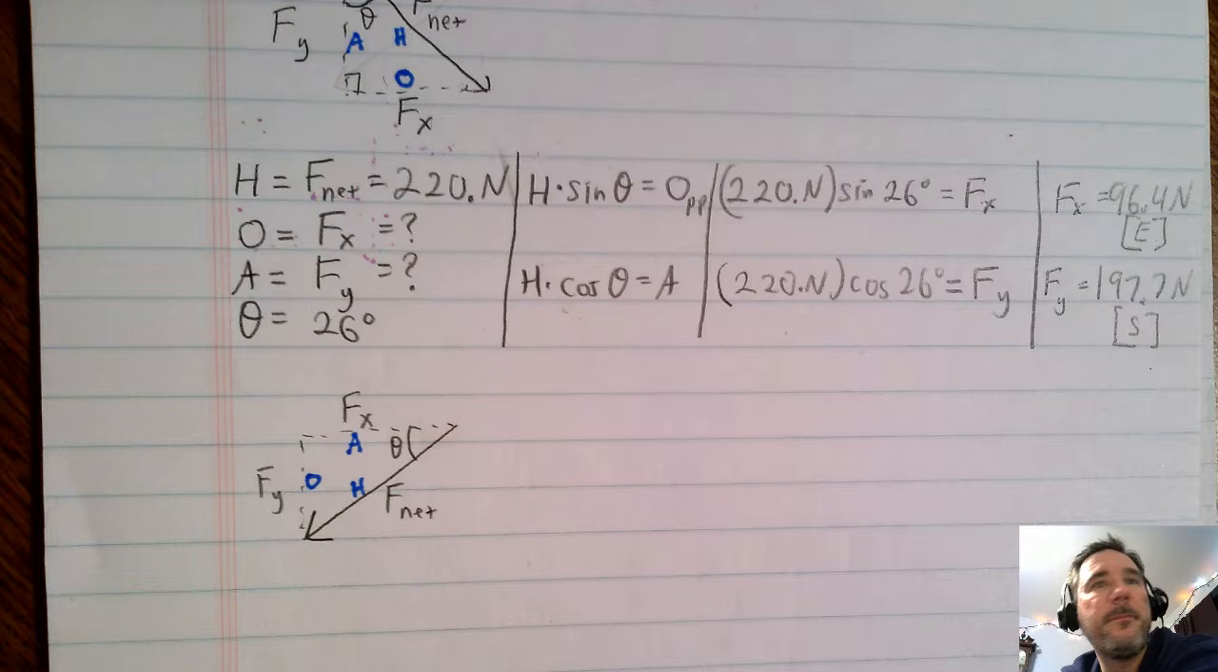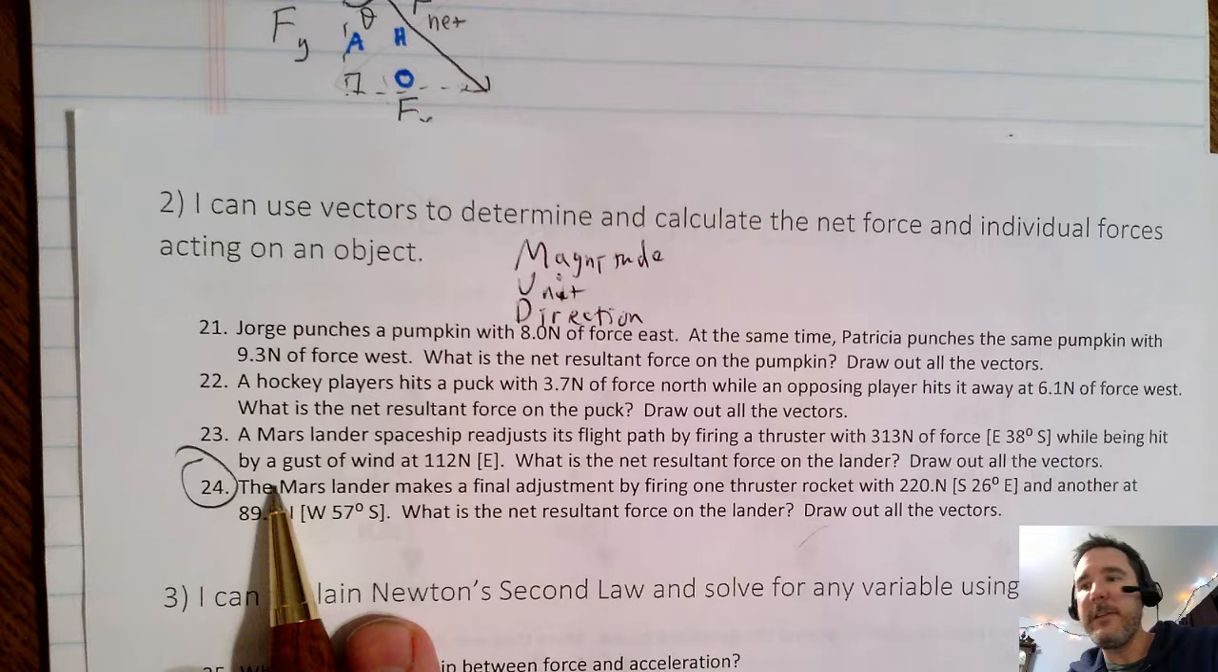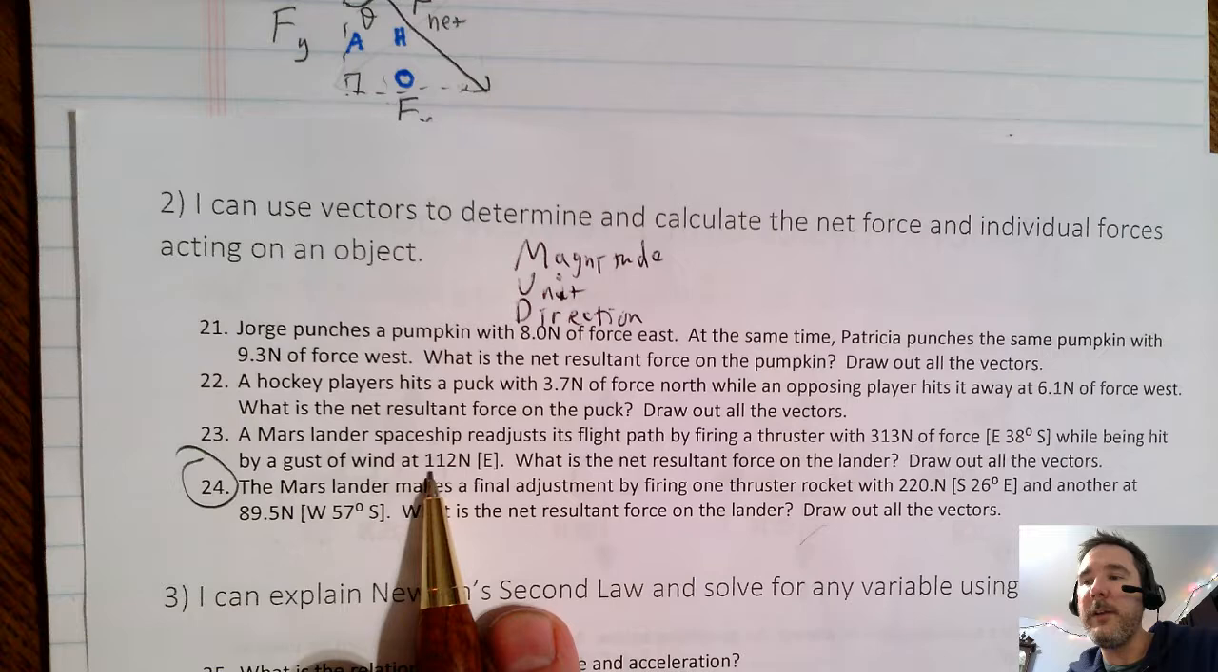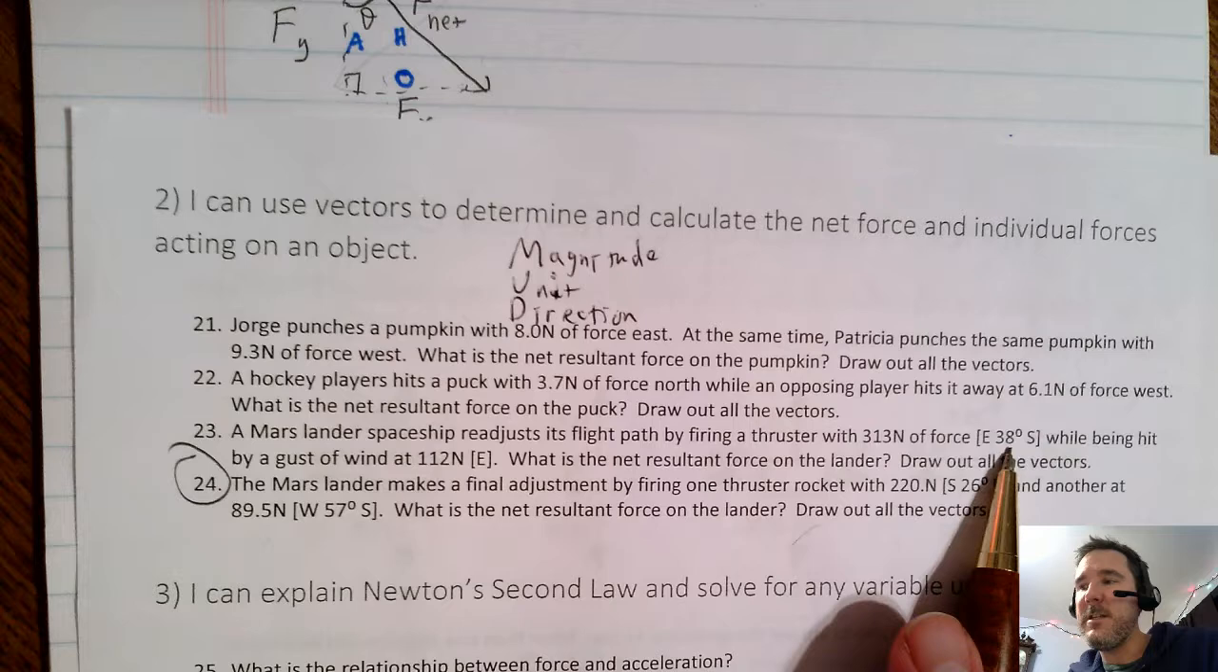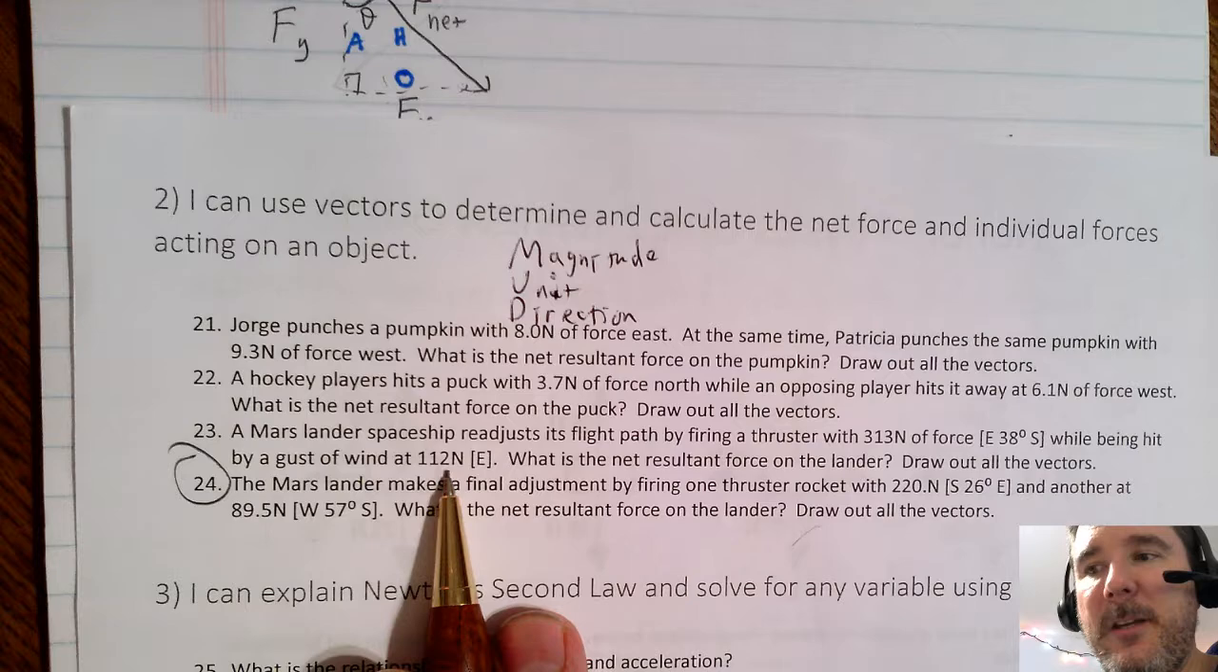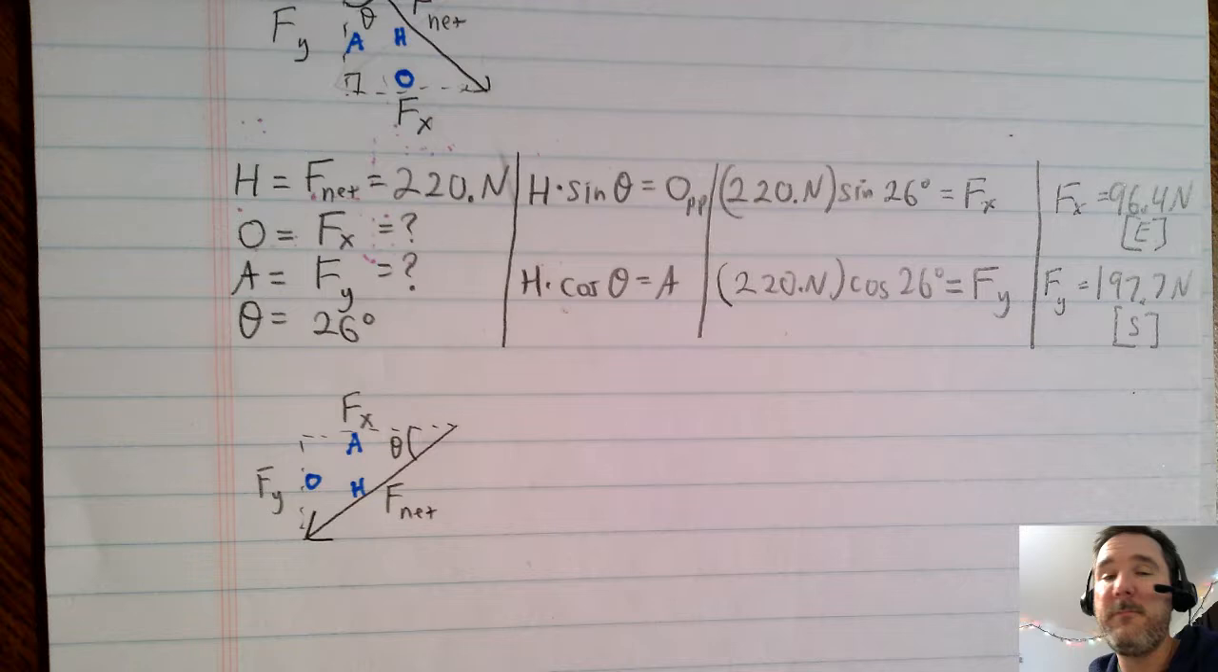All right. Now, really quick, a little aside, question number 23. The reason I skipped it is because this one has a gust of wind only going to the east. So after you resolve this first vector, you don't have to worry about resolving this vector. It's not a combination. It's just straight east. So this whole second part, you wouldn't have to do. You would just add that in. In this case, for 24, we do have to do it. So let's do this.